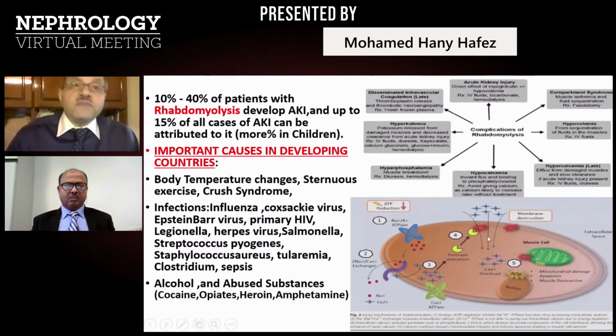Let's go to another important issue in the developing countries, which is rhabdomyolysis. 10 to 40% of patients with rhabdomyolysis develop acute kidney injury, and up to 15% of all cases of AKI can be attributed to it. These percentages increase in children.